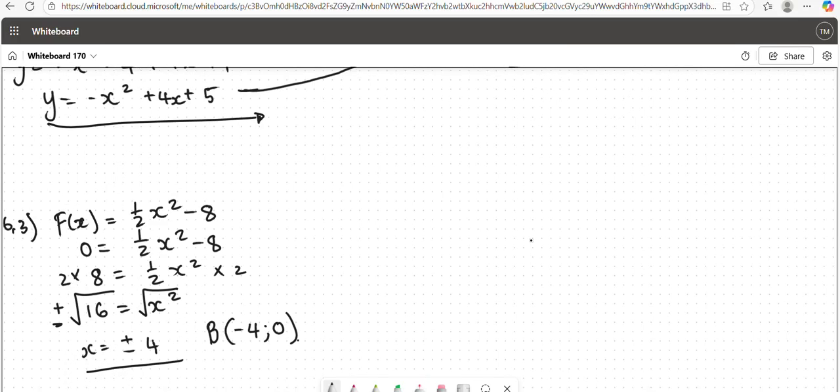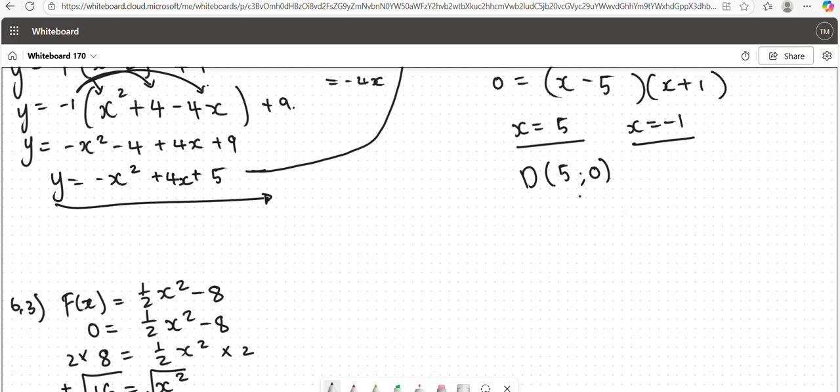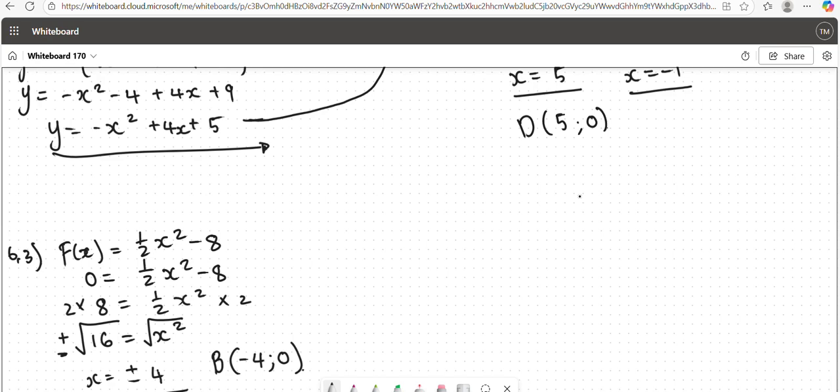All right. So what does that tell me? I think D would therefore be the coordinates of 5 and 0. And for the distance of these, you don't even need to use a distance formula. You can see that the other one is 4 units to the left, and the other one is 5 units to the right. So in total, they have to be 9 units apart. So BD is therefore 9 units.